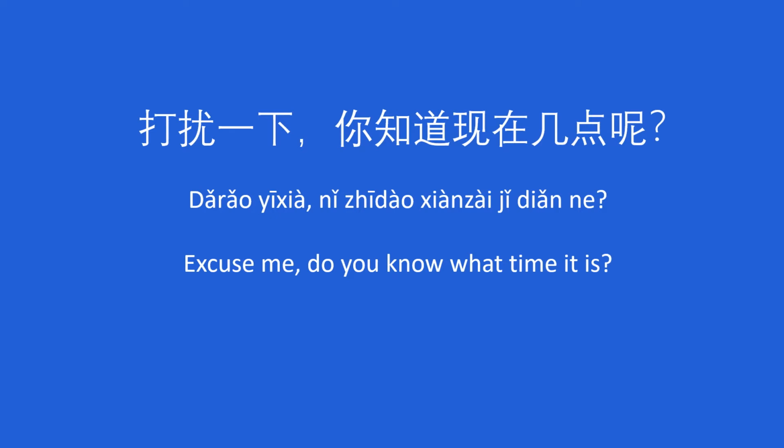Another question, 打扰一下. 你知道现在几点呢? Again, 打扰一下, 你知道现在几点呢? Just remember, because you have two third tones here, you should change the first third tone to the second one. So it will be like this when you pronounce it. And it's pronounced like 打扰, but separately it will be like 打, means to hit, and 扰, to disturb. But together again, 打扰, okay? 打扰一下，你知道现在几点呢? So again, excuse me.